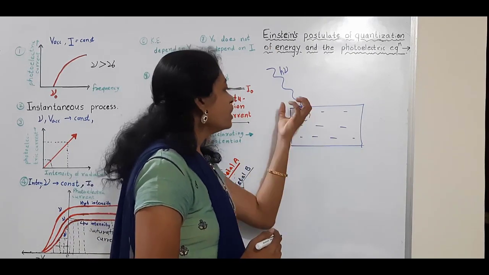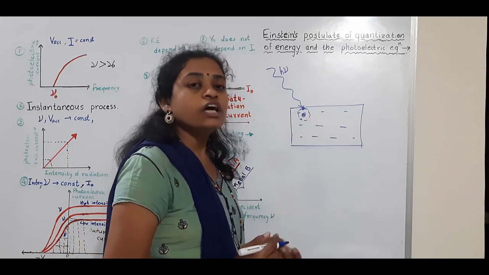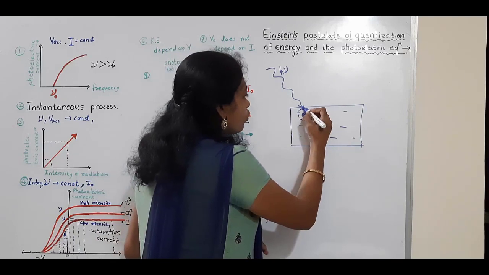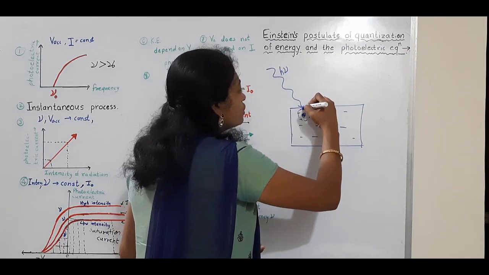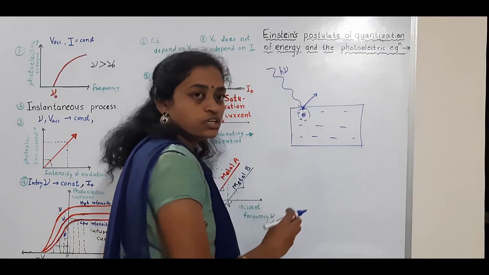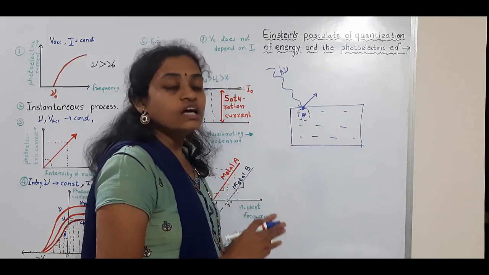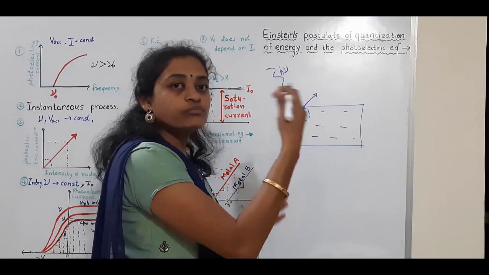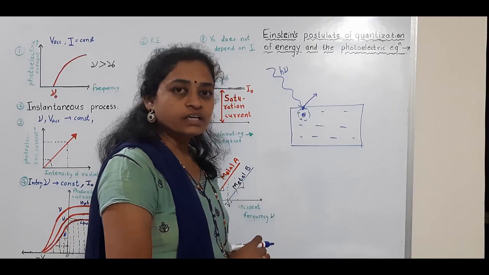Then what happens when total energy is absorbed by the electron? It is utilized in two ways. First, to overcome the work function, and second, to move with the maximum kinetic energy. Means h nu is the energy incident on the electron, that is the energy of a photon. That energy is utilized in two different ways: first, to overcome the work function, and second, it moves with the maximum kinetic energy.